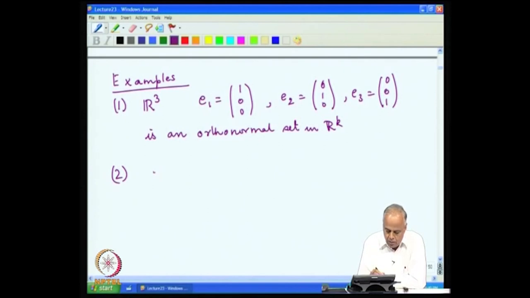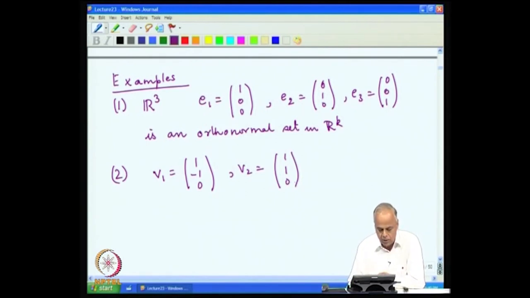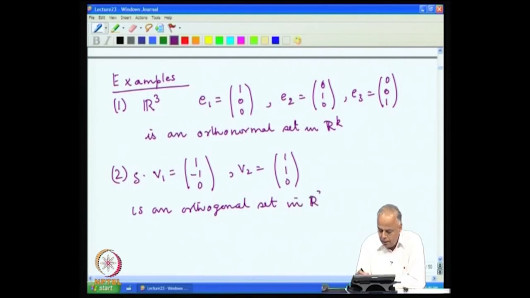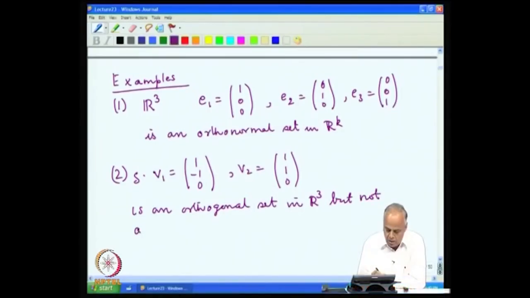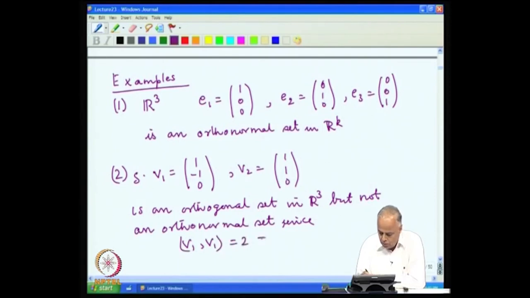Notice that the vector v1 equal to (1, -1, 0) and v2 equal to (1, 1, 0) form an orthogonal set in R3, because the two vectors are orthogonal to each other, but it is not an orthonormal set because the normalization of length being 1 is not satisfied. The length of v1 is square root of 2 and the length of v2 is also square root of 2, since the length is not equal to 1.